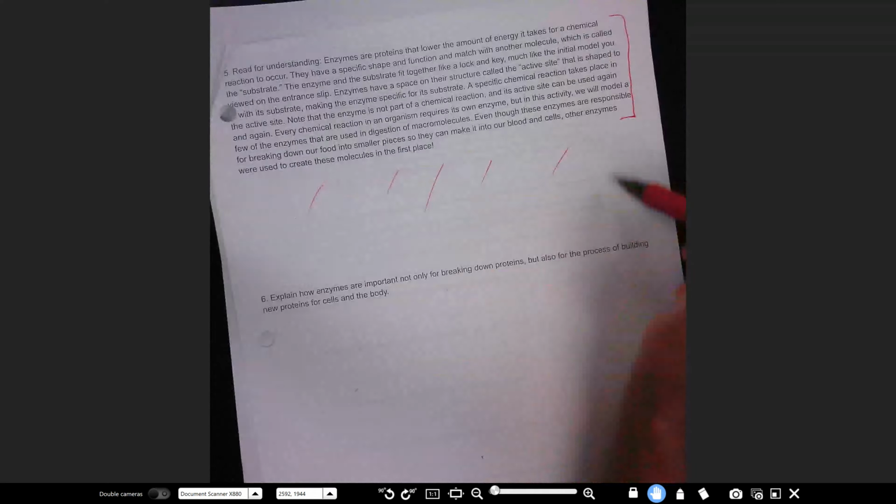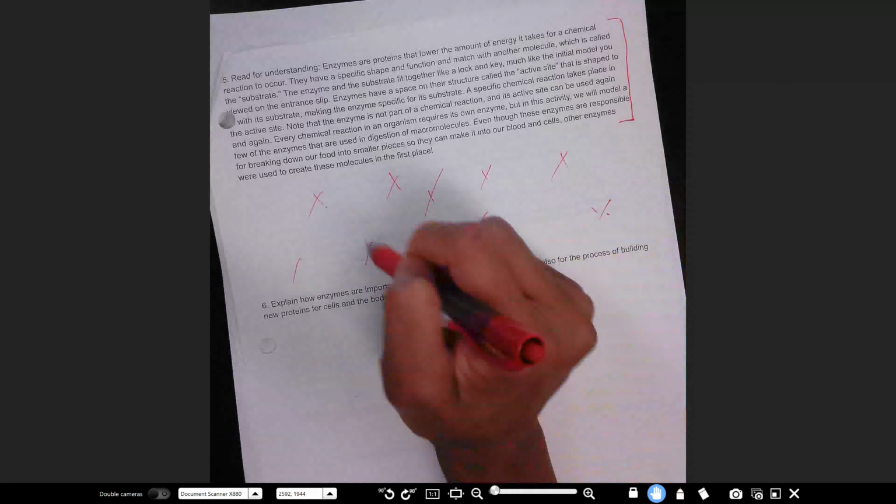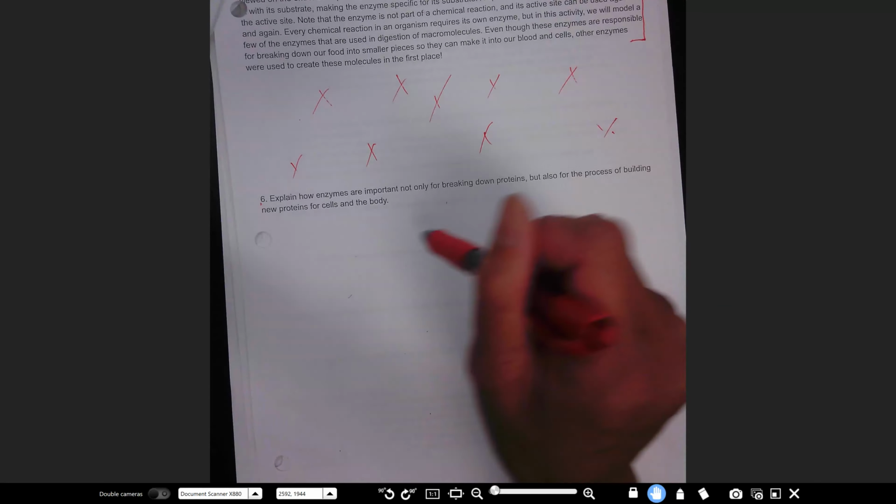Okay, then the last thing here is you're going to read this paragraph, and there's a big space here, but there's really nothing to answer, and the only question is right here. Explain how enzymes are important not only for breaking down proteins, but also for the process of building new proteins for cells in the body. So after reading that, you're just going to answer that question.